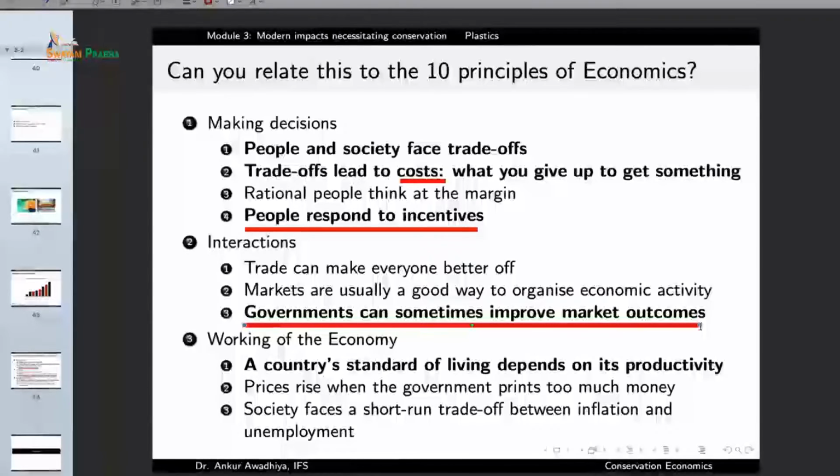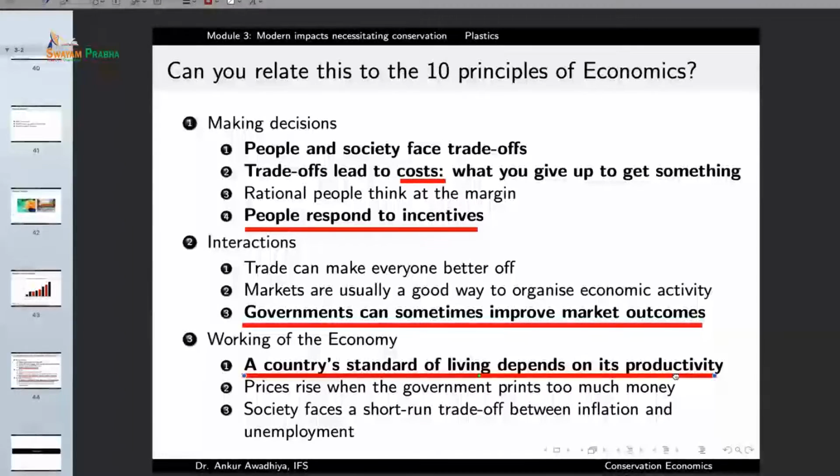So if somebody is using plastics, we are going to tax it more. If somebody is using a biodegradable plastic, we are going to provide him or her a subsidy. If these things come up, then probably the market will shift to a more optimum level. So the government can sometimes improve market outcomes.